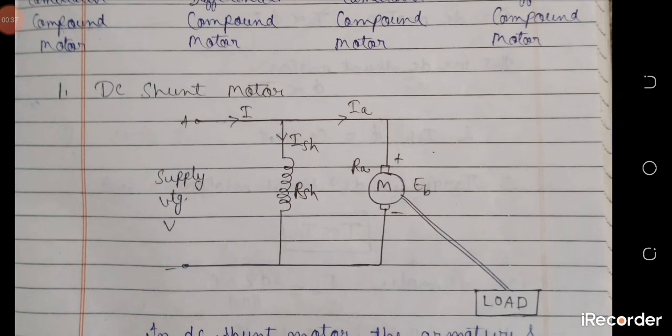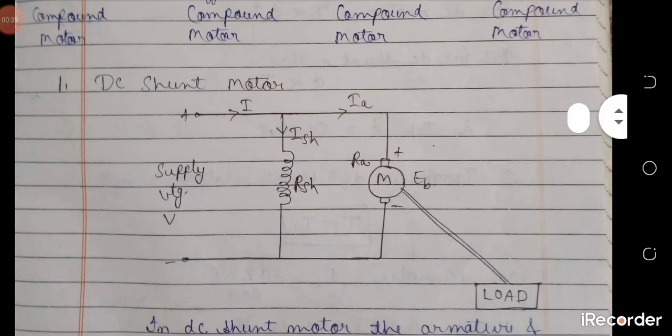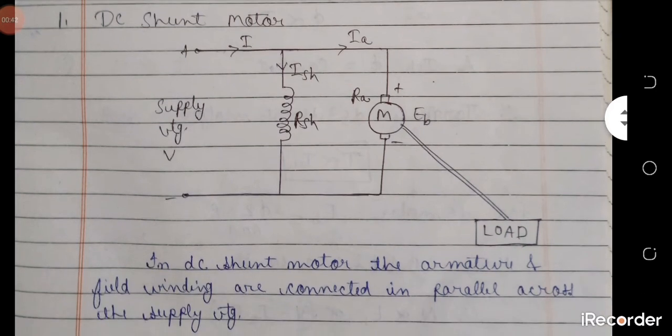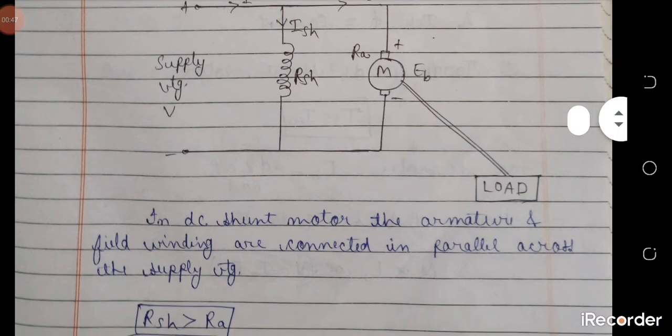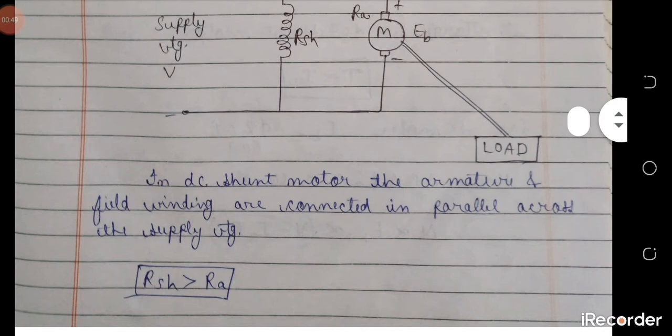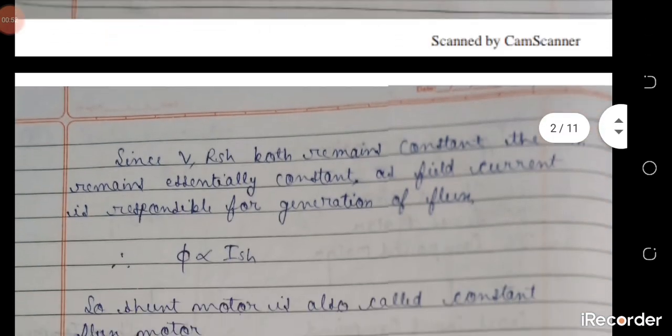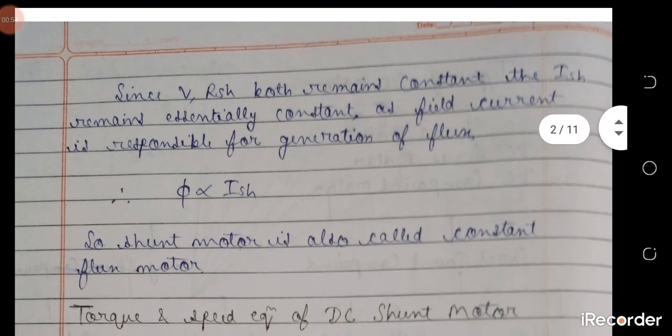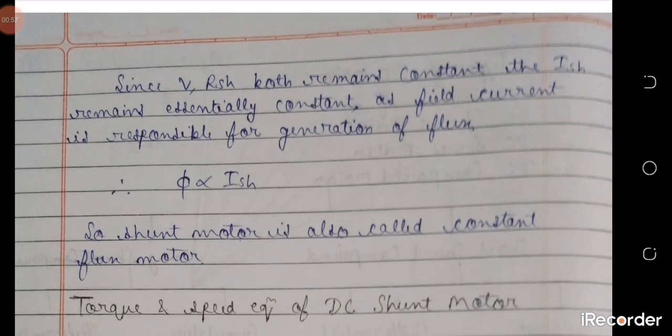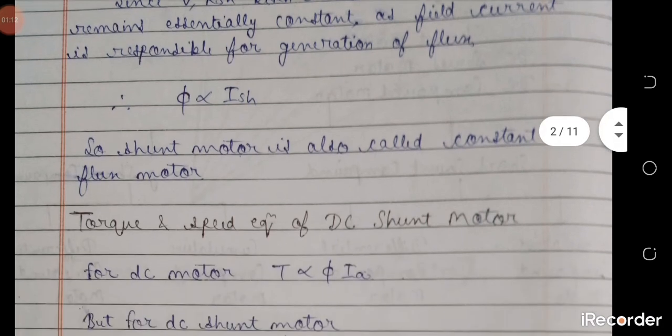Here this is the diagram of DC shunt motor. In DC shunt motor, the armature and field windings are connected in parallel across the supply voltage. Here, shunt resistance is greater than armature resistance. Since terminal voltage V and shunt resistance both remain constant, the shunt current remains essentially constant, as field current is responsible for generation of flux. So phi is proportional to ISH. So shunt motor is also called constant flux motor.